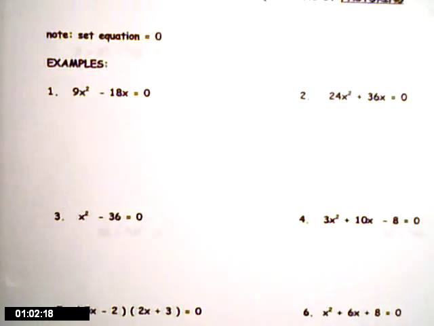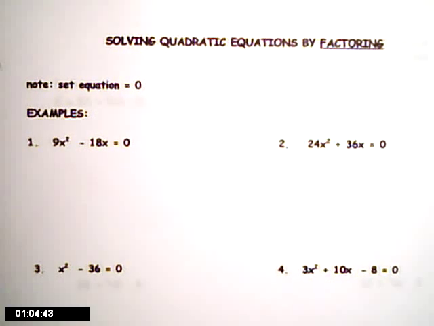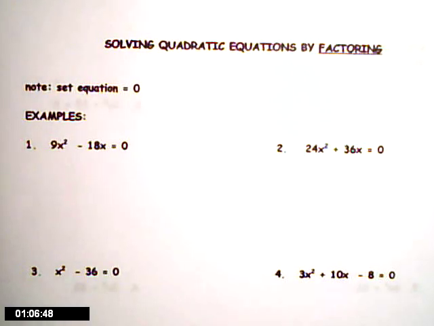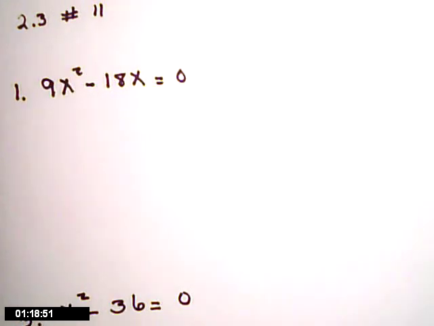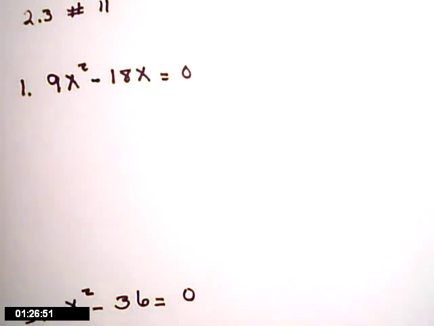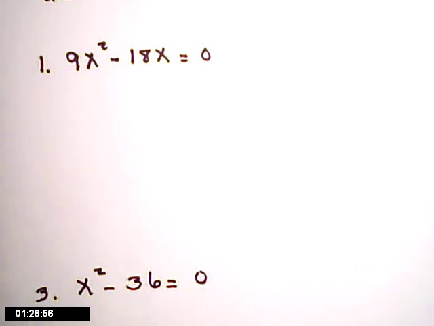You have a sheet that looks like this in your notes, solving quadratic equations by factoring. That's what we're going to look at first. I have copied these on another sheet of paper just so that I could write a little bigger and have more room. First, we're going to look at this problem, 9x squared minus 18x equals 0. You notice that it has a square, so it is a quadratic equation.